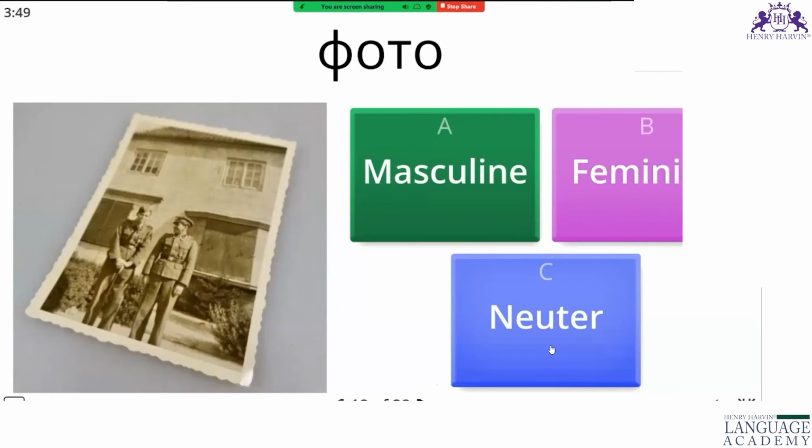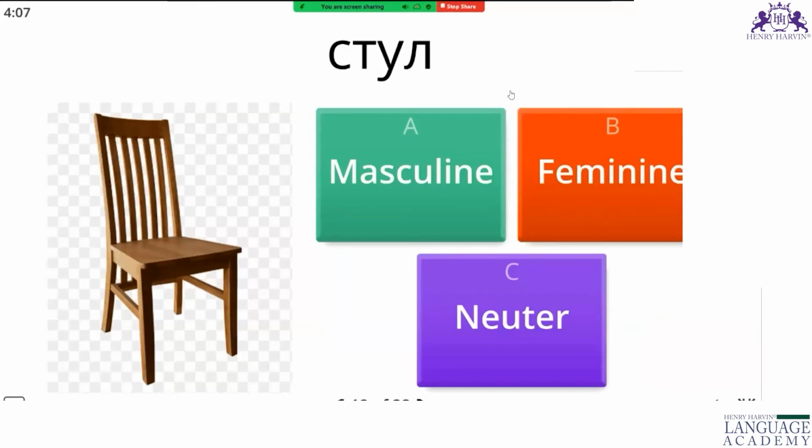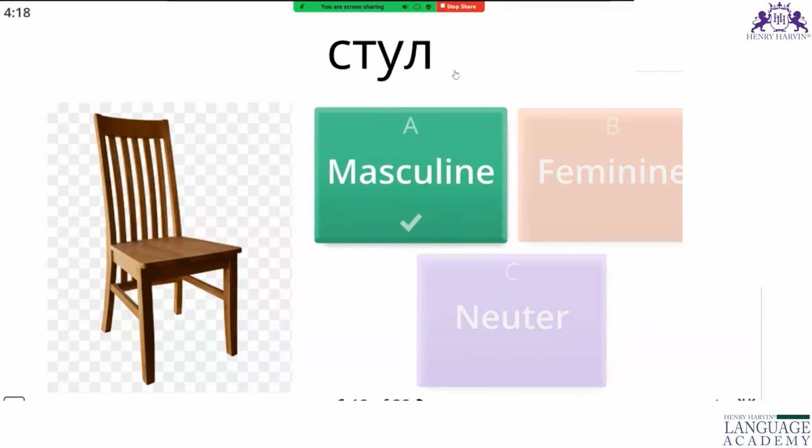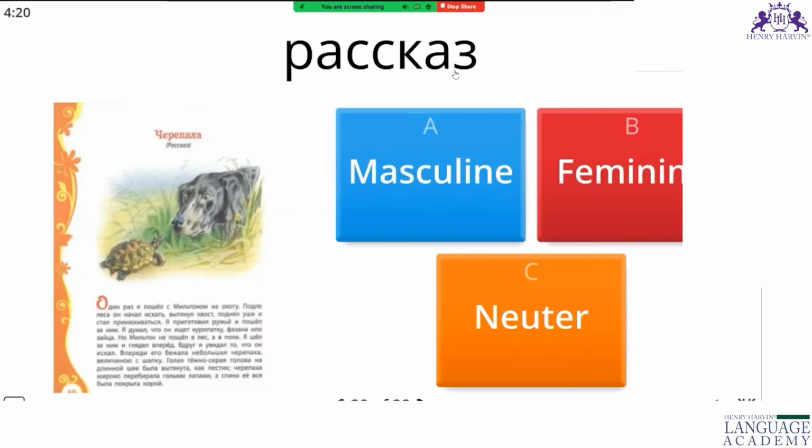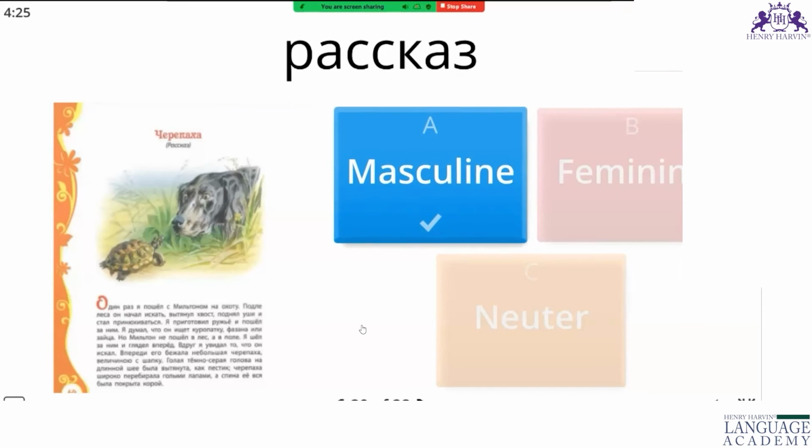You said foto. We pronounce it with letter A, and it sounds like feminine if I say fota. But we write letter O. So the gender depends on what we write, not how we pronounce. Okay. So foto, but we write letter O. That's why it is neuter. Padma Priya. Stol, masculine. Zero ending means consonant at the end. Rasskaz, masculine. Story, the rasskaz. We have this word, rasskaz.